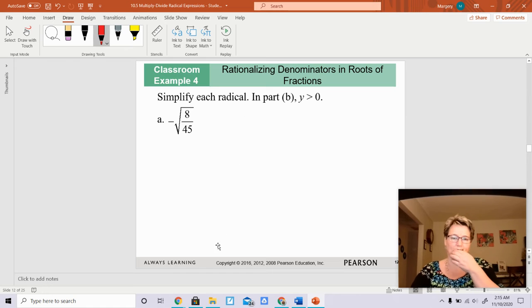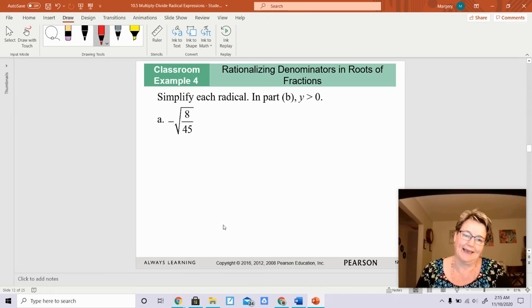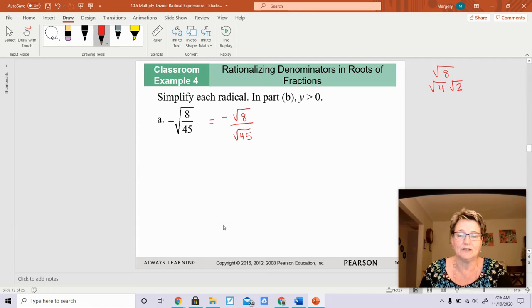Now, simplify the radical. I have a negative on the outside. You have two options. You can simplify it first. So what I can do is this: negative square root of 8 over the square root of 45. You can reduce the square root of 8 first, and that is 4 times 2. So the square root of 4 times the square root of 2 is the square root of 8. The square root of 4 is 2, and you cannot square root 2. So the numerator is going to be negative 2 square roots of 2.